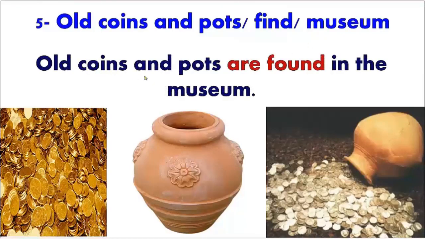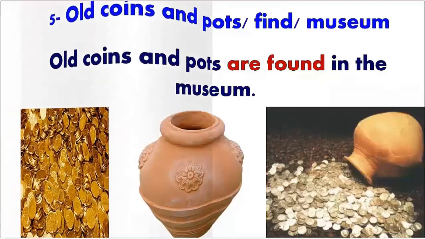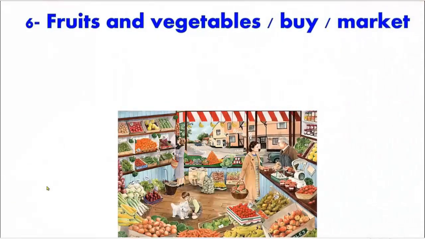Excellent. Old coins and pots are found in the museum. Please write the answers in your workbook. Number 6: Fruits and vegetables by market.